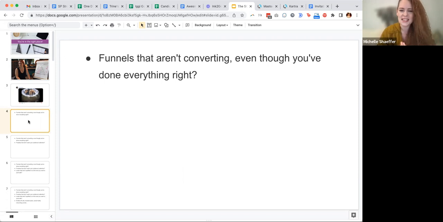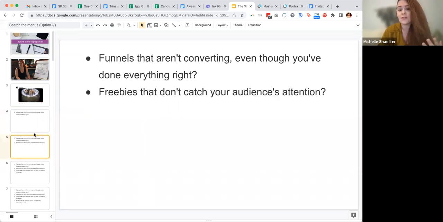So here's how to know if this is going to be helpful for you. If you have funnels that aren't converting, even though you feel like you've done everything right, you've got all the pieces, they're all connected, but they're not converting, either you're not getting traffic to it, you're not getting opt-ins, you're not getting sales at various levels, this is going to be incredibly helpful for you. If you've got freebies that just don't seem to be catching your audience's attention and you're trying to figure out what would grab their attention, what do I need to say differently to make them see the value in this, this will be helpful for you.